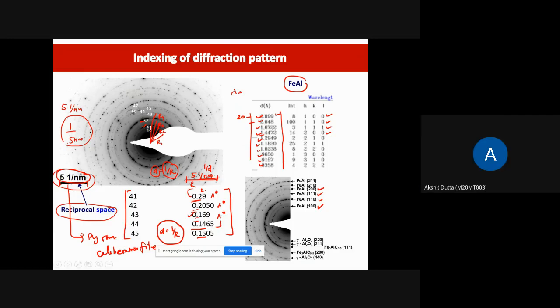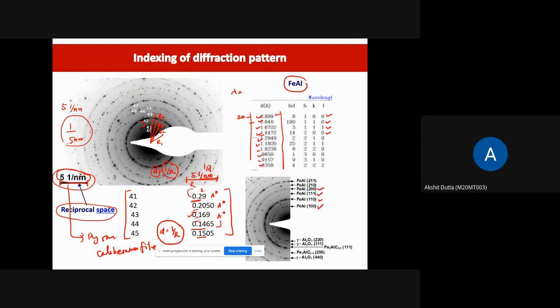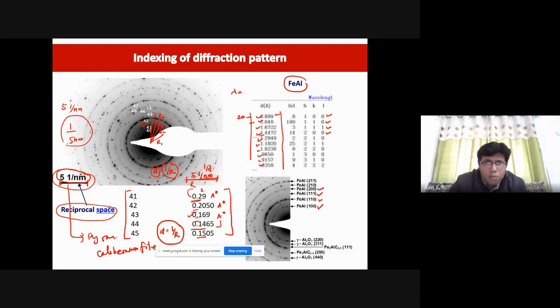Sir, we just have to take the reciprocal of 41, like 1 by 41 will give 0.29? Yes, that's all. See, 41 is actually the spot number we have taken. You measure this distance. 41, what is this distance based on this scale?